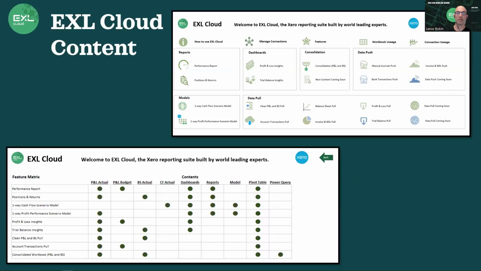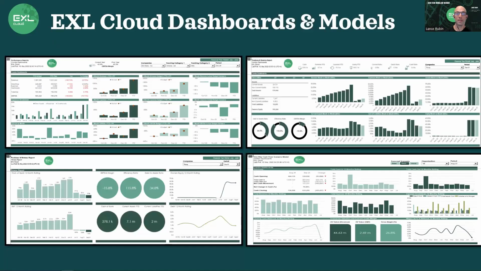As I said, this is the EXL Cloud content at the moment. There's pivot tables, there's actuals, there's budget, and there's a range of information that's available in the start menu. It is going to expand. We are going to be including other data sets as well over time. As I said, EXL Cloud dashboards. This is a performance report, position and return, which is more of a balance sheet.